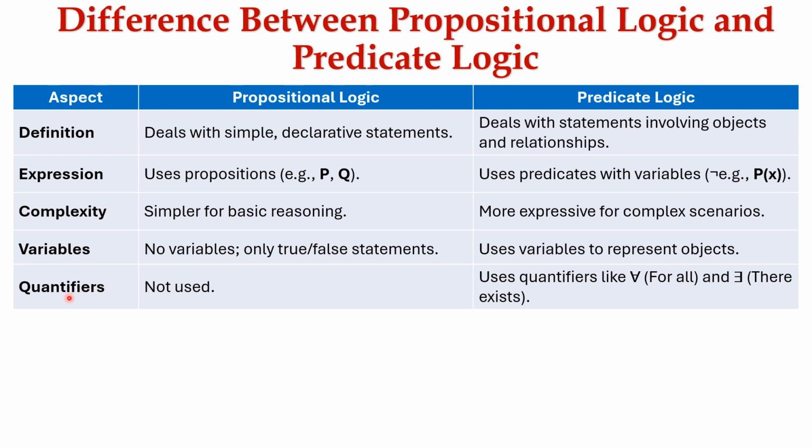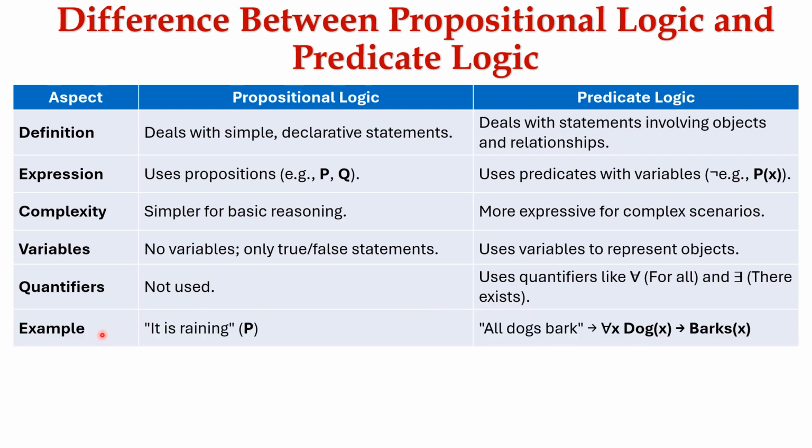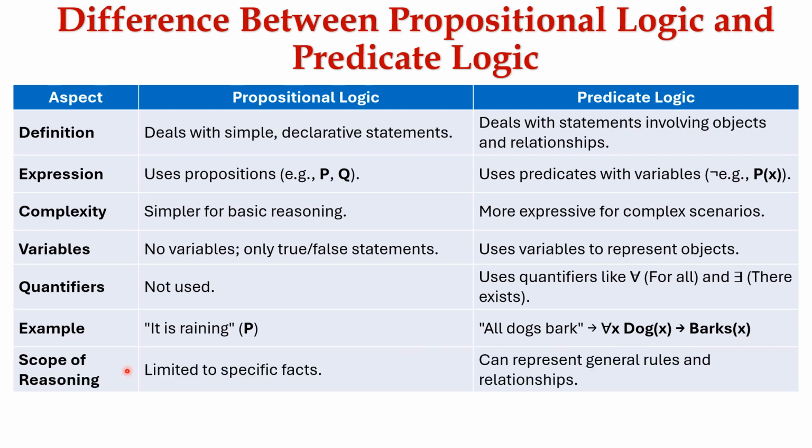The next aspect is quantifiers. Propositional logic does not use quantifiers, whereas predicate logic uses quantifiers like for all and there exists. An example for propositional logic is, it is raining can be represented as P, whereas in predicate logic, all dogs bark is represented as for all of x, dog of x implies barks of x. The scope of reasoning for propositional logic is limited to specific facts, whereas predicate logic can represent general rules and relationships.